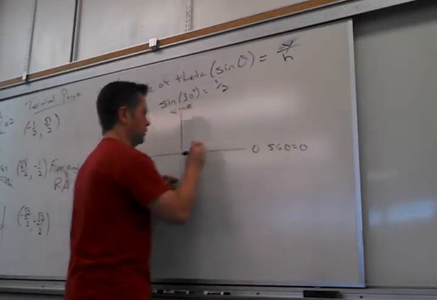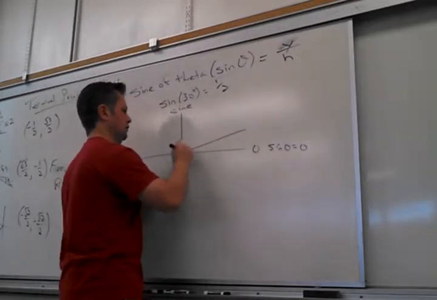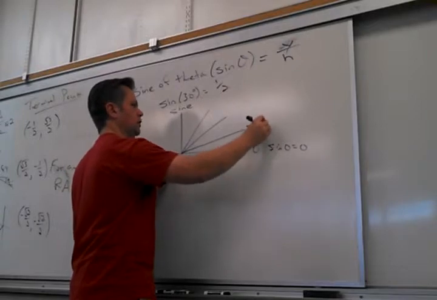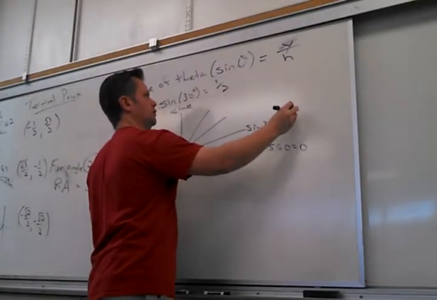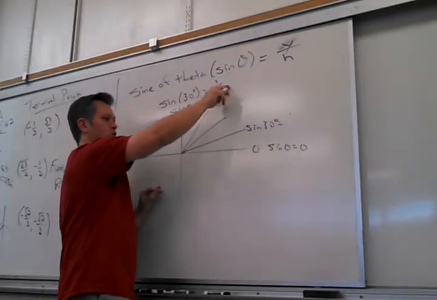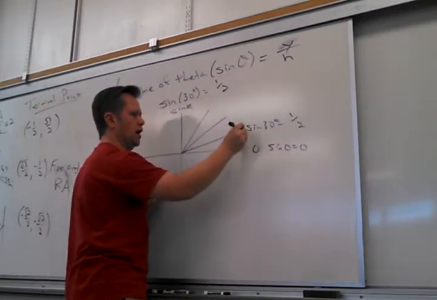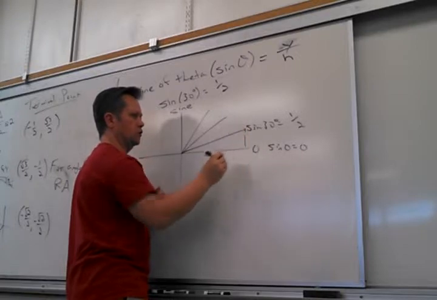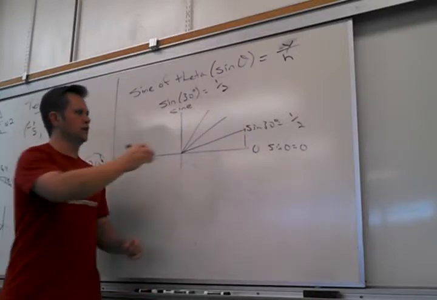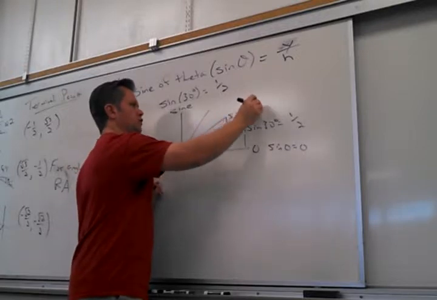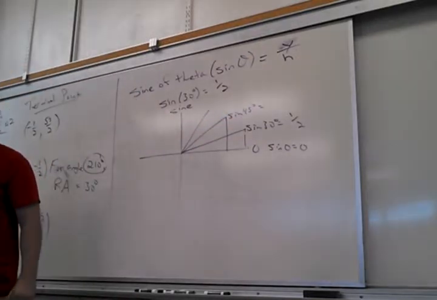So at 30 degrees, we just figured out it's 1/2. It grows from 0 to 1/2. So at 0, there's no y. At 30 degrees, there is some y. And then at 45 degrees, there's a little more y, isn't there? And of course, sine of 45 degrees is going to be beautiful.